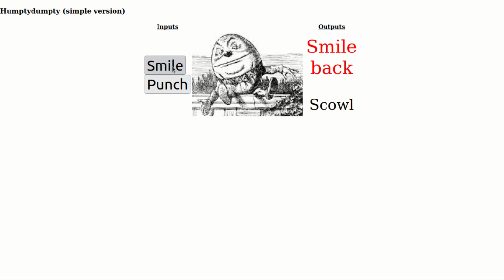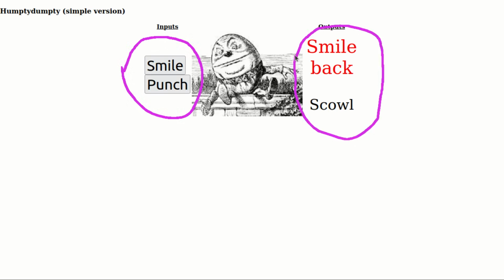Now, before going into that, I will just point out that this little thing is basically just a function, right? Here is a set of inputs, here is the set of outputs, and what you are doing is that you are mapping smile to smile back and punch to scowl. That's it.